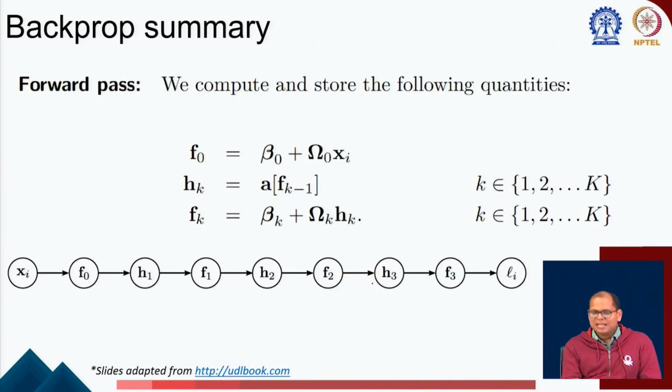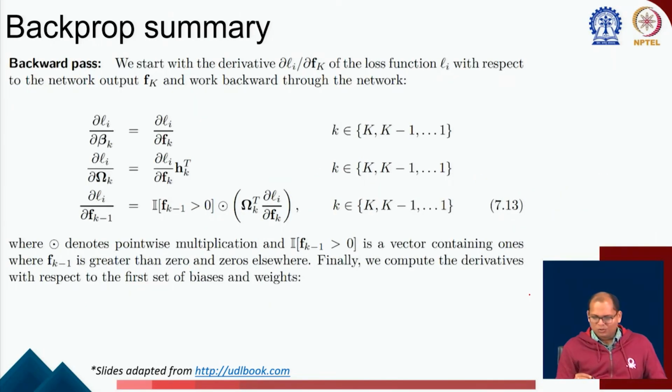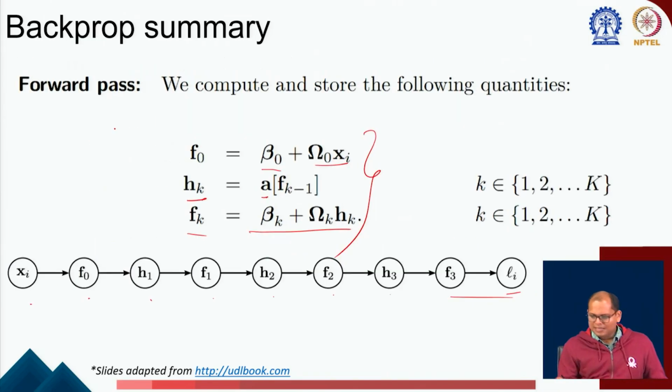So in the forward pass, I will say okay, F0 is beta 0 plus omega 0 xi, and Hk is a of Fk minus 1, the ReLU nonlinearity, and Fk is beta k plus omega k Hk. Like that I write the forward pass. So starting from xi, I get F0, H1, F1, H2, F2, H3, up to the last F, from which I get Li. And then I do the backward pass in backpropagation, and there I go back. So I'll compute dou Li over dou Fk, and from that I'll compute dou Li over dou beta k and dou Li over dou omega k, right.